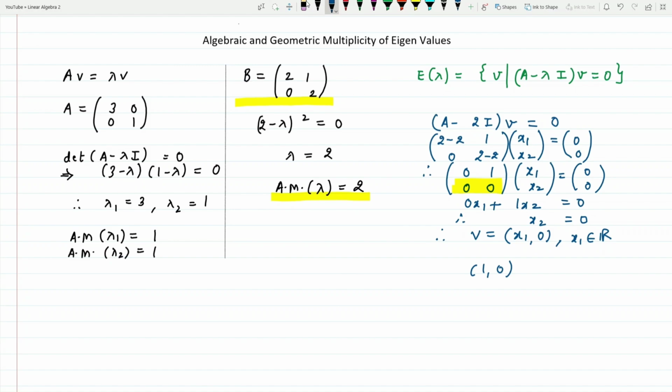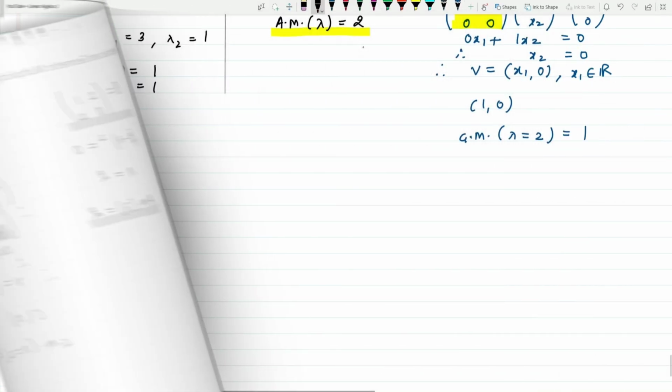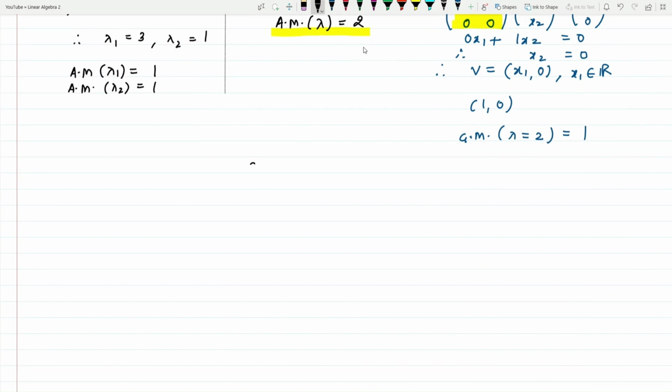Thus, the dimension of the eigenspace for lambda equal to 2 is 1, and hence its geometric multiplicity is 1, and we can write here that the geometric multiplicity of lambda equal to 2 is equal to 1. A crucial point to remember is that the geometric multiplicity of an eigenvalue is always less than or equal to the algebraic multiplicity of the eigenvalue. In our example, we got 1 as the geometric multiplicity and 2 as the algebraic multiplicity. Thus, the geometric multiplicity is strictly less than the algebraic multiplicity. If we have a matrix for which the algebraic multiplicity is equal to the geometric multiplicity, it has significant implications, particularly for diagonalization.